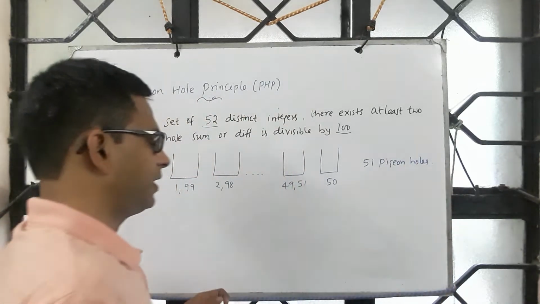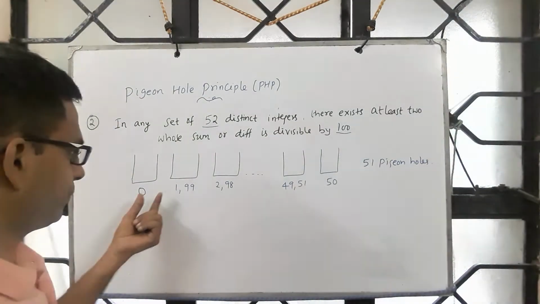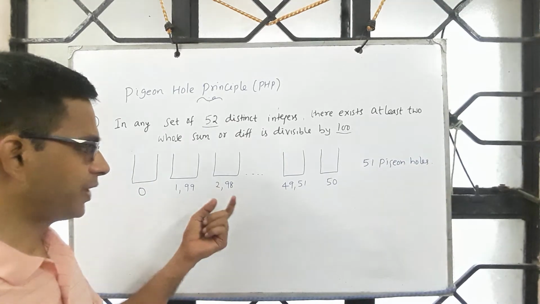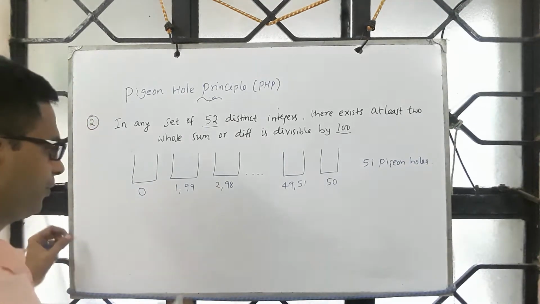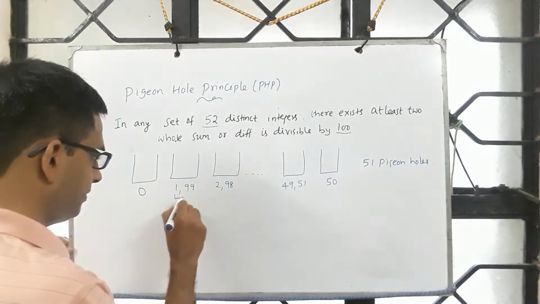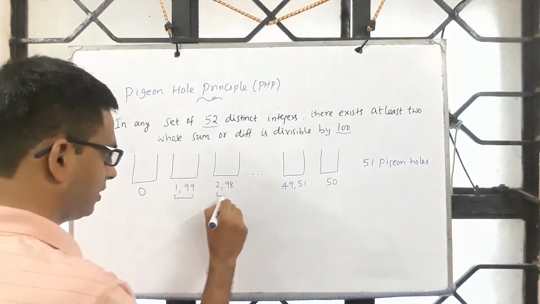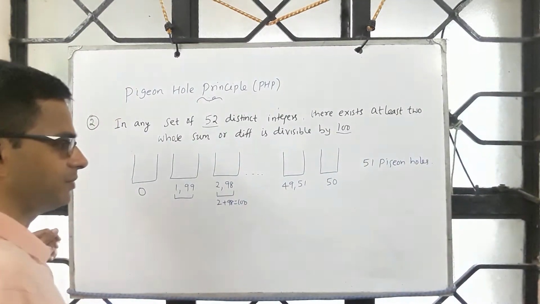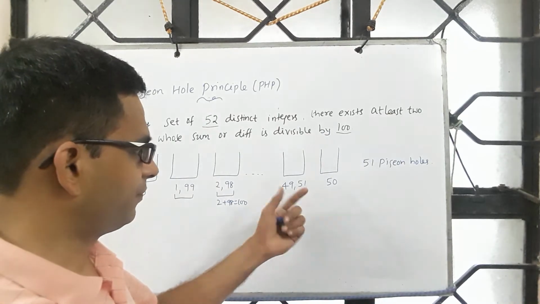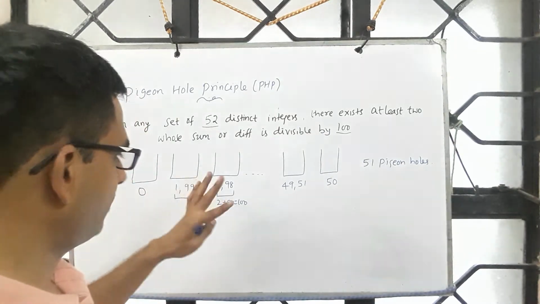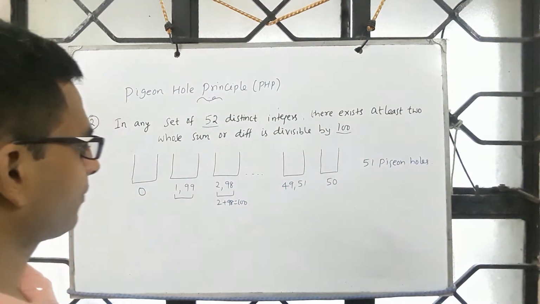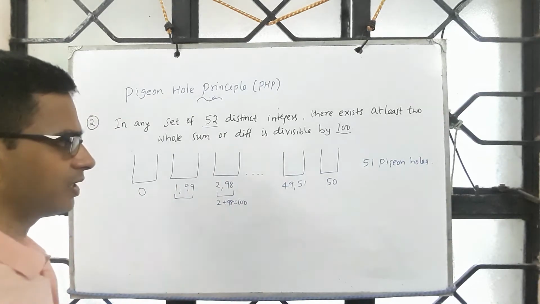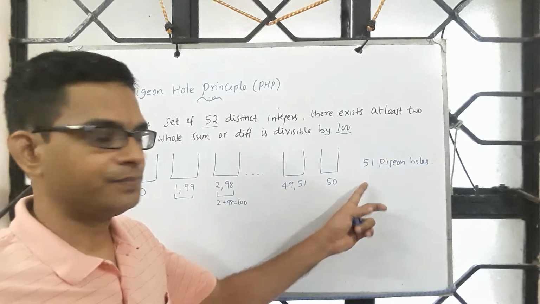In the previous example, we labeled them as January, February, March and so on. Here I am labeling them as 0, 1 and 99, 2 and 98 and so on. So I am doing it in such a way that the sum is 100. 1 plus 99 is 100. 2 plus 98 is 100. 49 plus 51 is 100. The other two extreme ones, I am just keeping as such. So in some sense, I am using this information while constructing the pigeonholes.